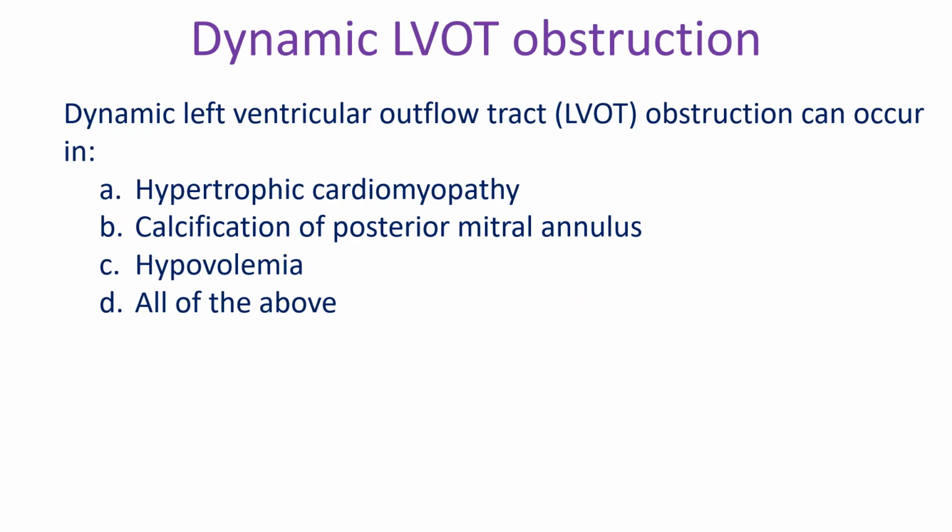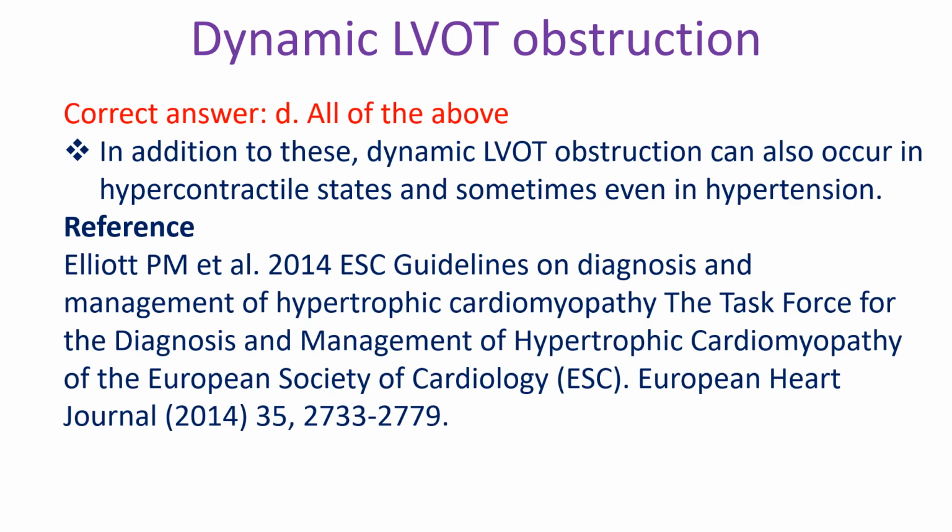Dynamic LVOT obstruction can occur in A. Hypertrophic cardiomyopathy, B. Calcification of posterior mitral annulus, C. Hypovolemia, D. All of the above. Correct answer D. All of the above.